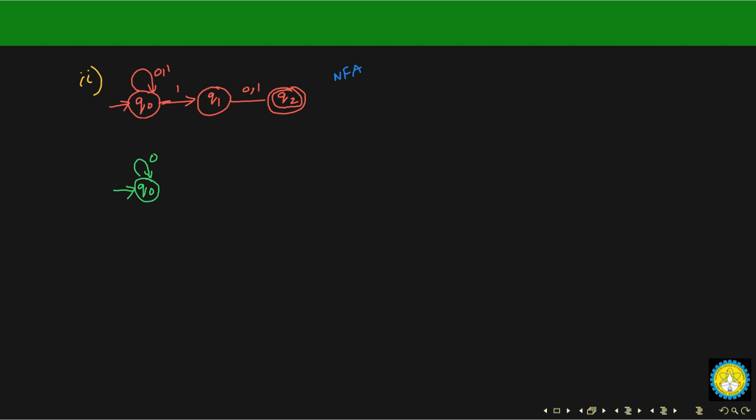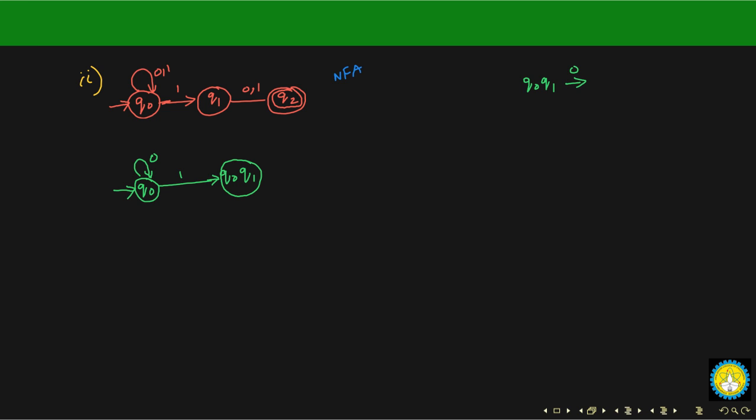But on 1, you have two choices. You can either stay at Q0 or go to Q1. So on 1, you can go to Q0 Q1. You can combine Q0 and Q1 and then go to Q0 Q1. So now Q0 Q1 is a new state for you. Now to find the transitions from Q0 Q1, you have to do both.